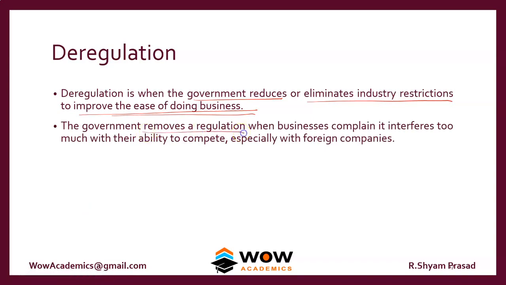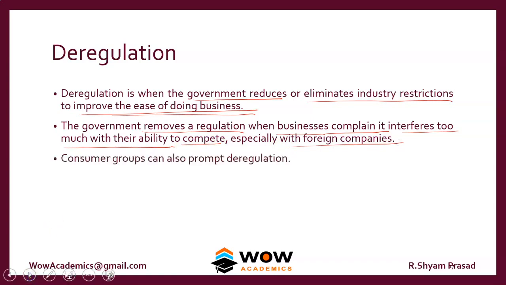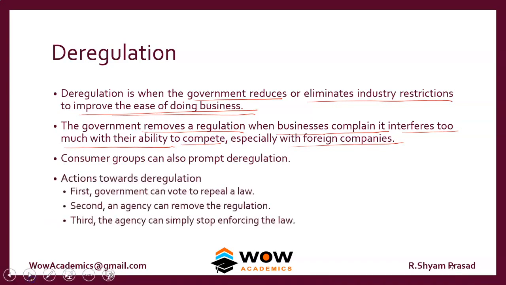The government removes a regulation when businesses complain it interferes too much with their ability to compete, especially with foreign companies. Consumers can also ask for deregulation. Governments can repeal a law which is regulating, or remove the agency which is there to regulate the business. Or third, the agency can stop following the law. So these are the ways in which deregulation can happen.